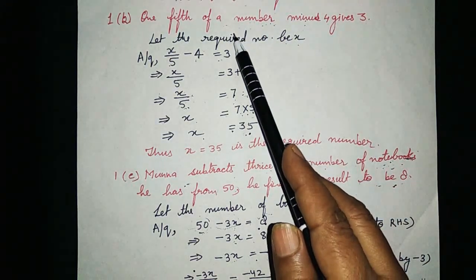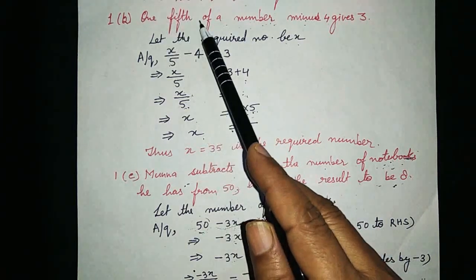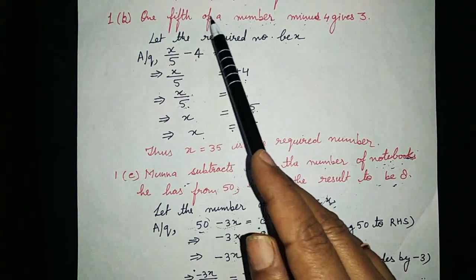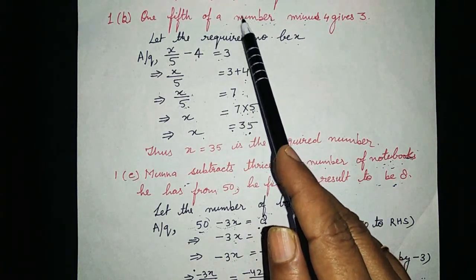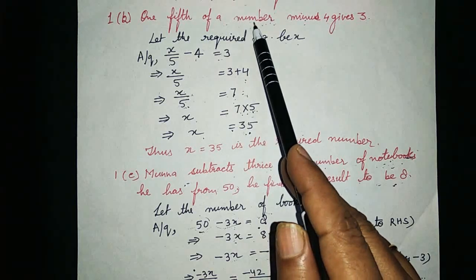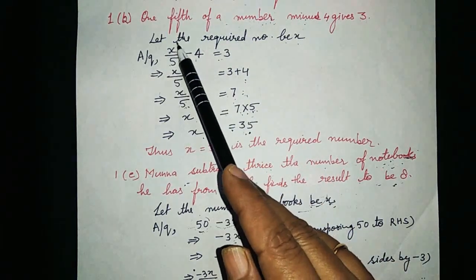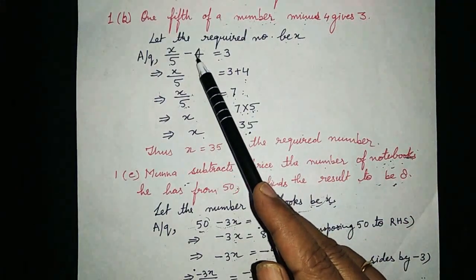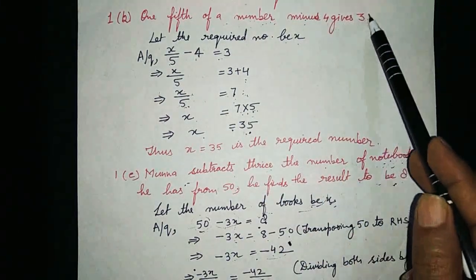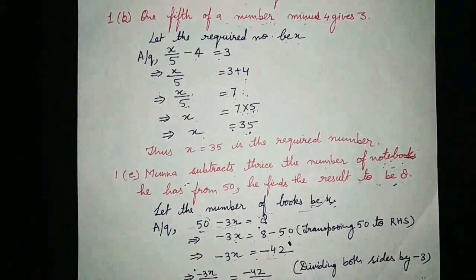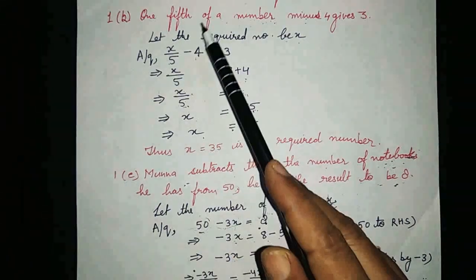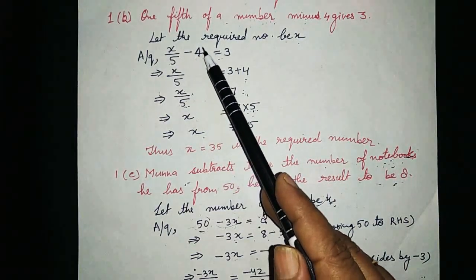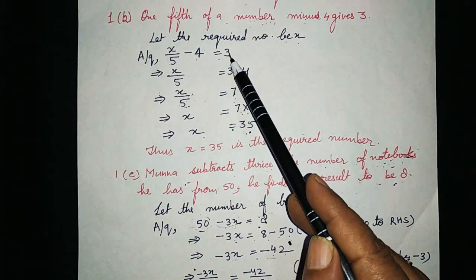Now see the question once again. 1/5 of a number. 1/5 of a number means 1 by 5 of x. And 1 by 5 of x means x upon 5. Minus 4. Here minus 4 we will write. Gives 3. Means is equals to 3. Now according to the question, the equation is x upon 5 minus 4 is equals to 3.